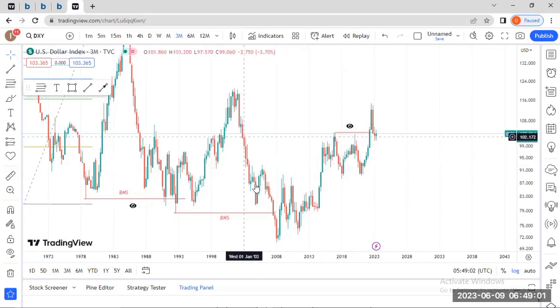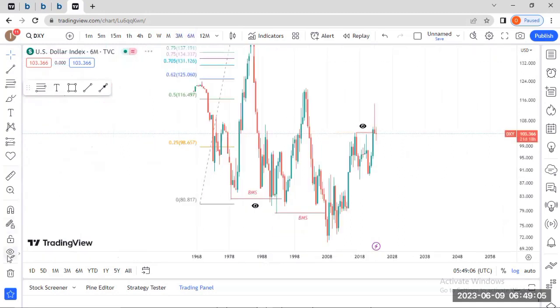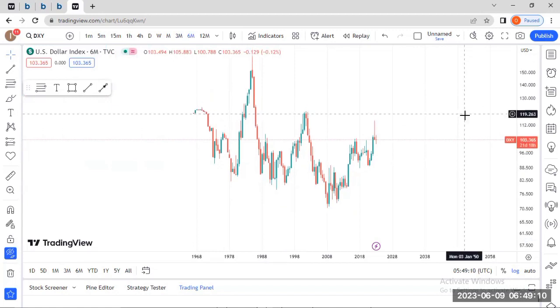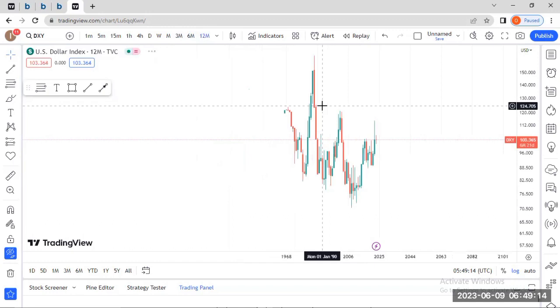And rebalance the imbalance of this range. If you go to the 6 months, you will see things much more clearer. You can see that. Let's look at the 12 months. You can see that.